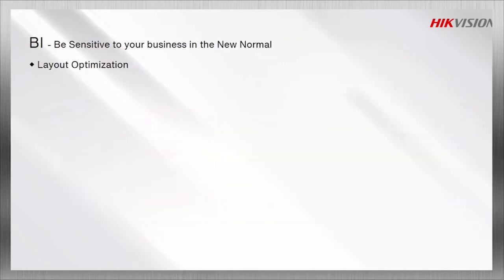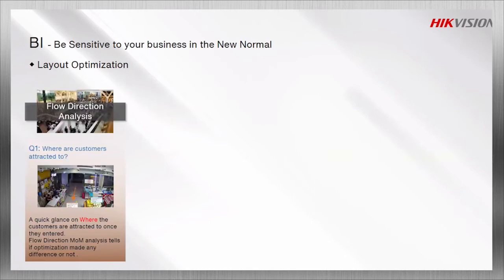So now we have a basic idea of what BI is. Now let's go back to the previous questions to see how layout optimizations could help to improve the business. For the first question, in retail, where are the customers attracted to? Using the technology and idea of BI, we can use the flow direction analysis to get a quick glance at where the customers are attracted to once they enter the retail.